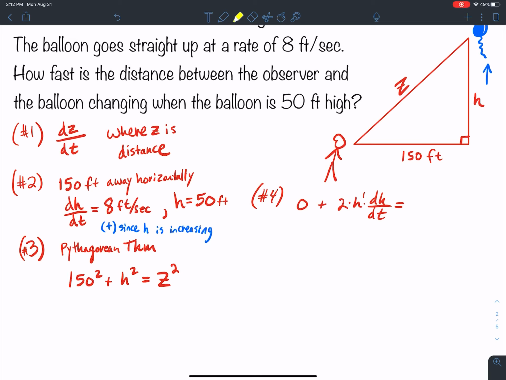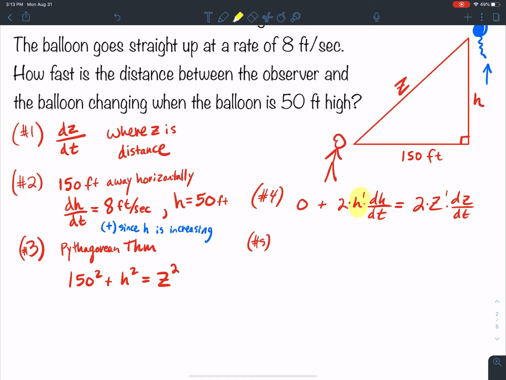Okay, this is equal to something squared, same thing. 2 times something raised to the 1 times dz dt, right? Okay, so now what am I doing? Well, I want to plug in everything that I know. So take in what I know from this part right here.